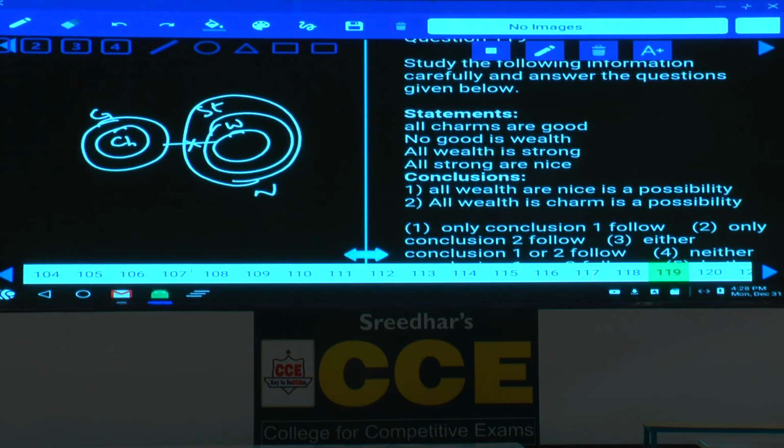All wealth are nice is a possibility. Is it possible or not? All wealth are nice. Why? Sir, tell me whether we can write wealth, nice, and strong like this or not. All the three statements under one group only, isn't it? Hence, it is possible as well.